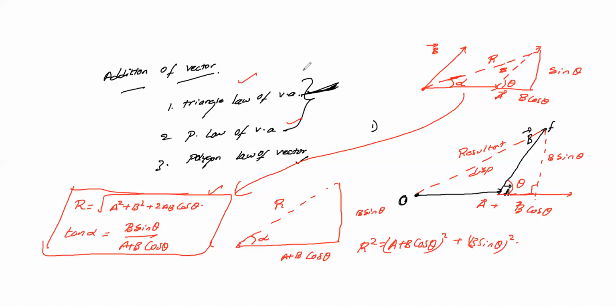Okay. So next one, we'll see your polygon law of vector addition. In this polygon law of vector addition, I'll take a pentagon, any shape with more than two sides, we call it a polygon.